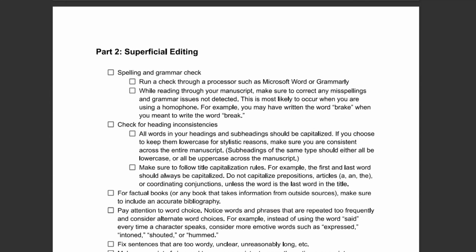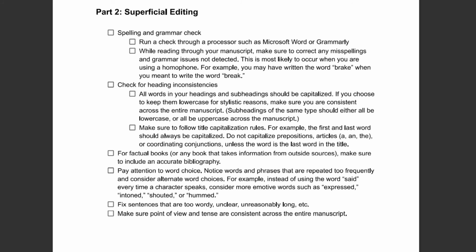This is your superficial edits. So we just have a checklist of things that we need to follow here and make sure that we complete each one of these items while we're doing our edit. The first one is going to be your spelling and grammar check. And you can do this pretty easily by running your document through a spelling and grammar check through a word processor such as Microsoft Word or Grammarly.